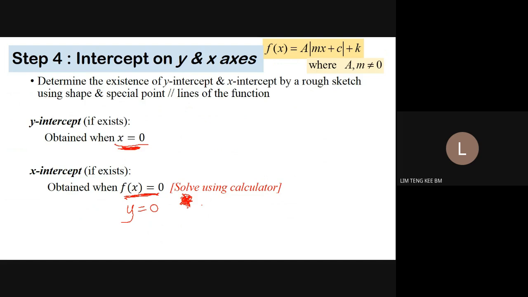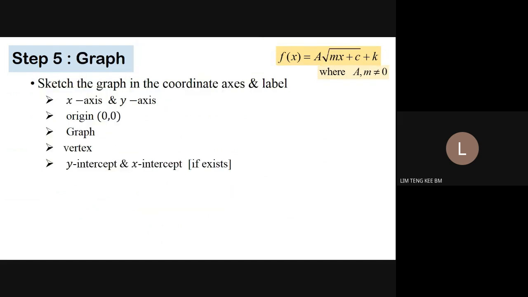In order to know the existence of the x and y intercepts, we can do a rough sketch based on the shape and special point that we obtained in the previous part. We will see this further in our examples later for a better understanding. Then at last, with all the information we have, we sketch the graph and make sure you label the x and y axes, the origin, the graph, the vertex, and also the x and y intercepts if they exist.